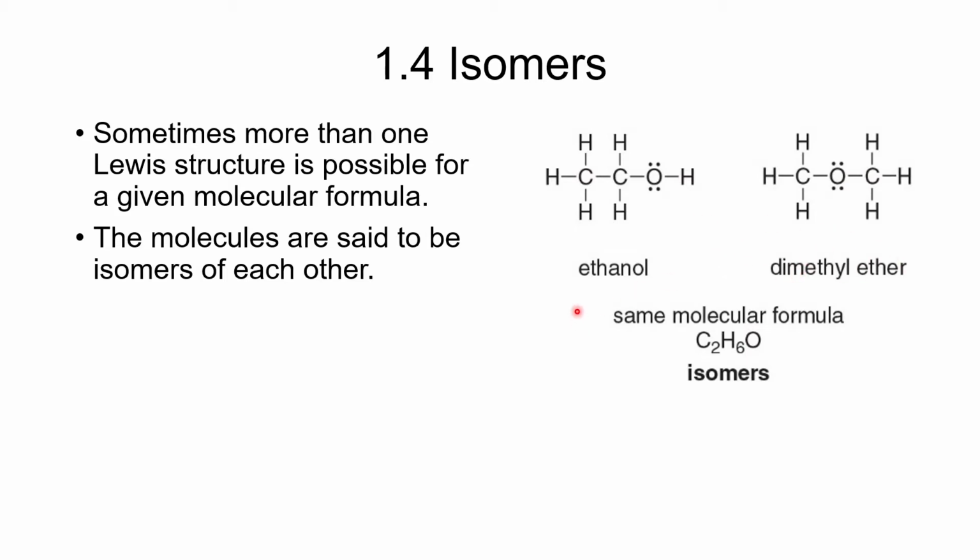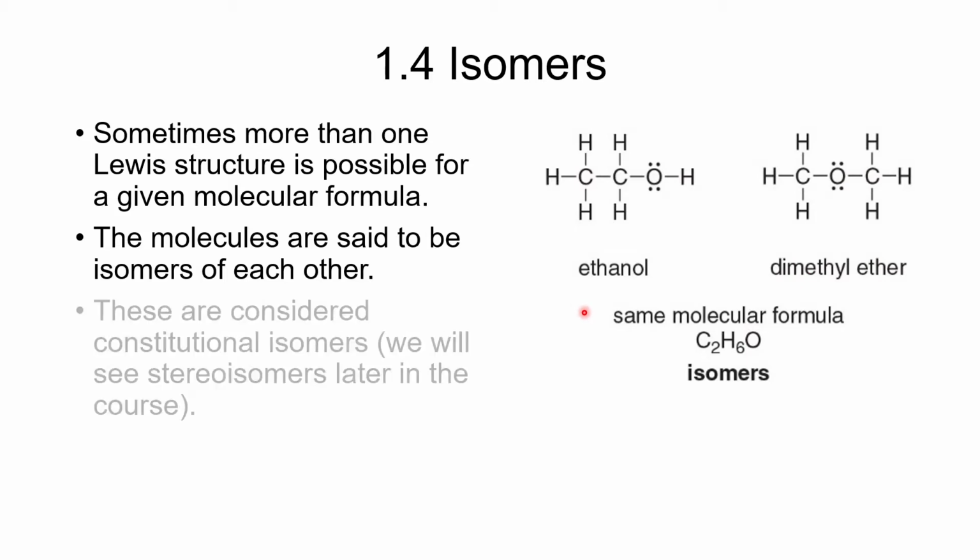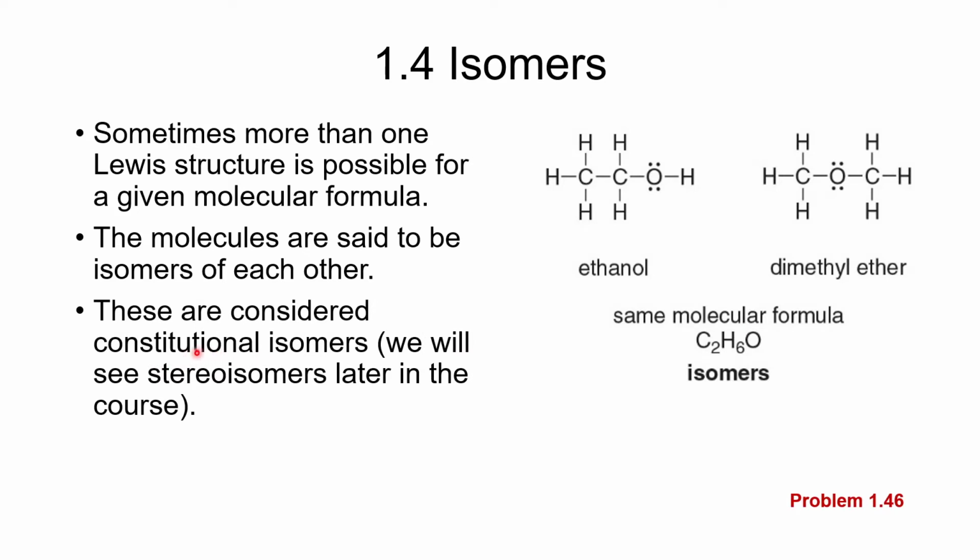There are different kinds of isomers that we're going to be looking at this semester, and we're going to start with something that we refer to as constitutional isomers. Constitutional isomers have the same molecular formula but different connectivity. Later in the course, we're going to see stereoisomers, and a little bit later in this chapter, I will show you an example of a stereoisomer.